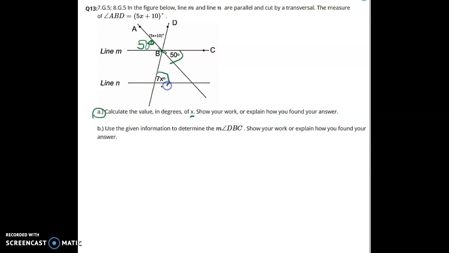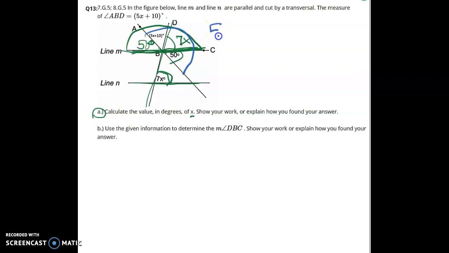I understand that if this is 7x, it interacts with this parallel line and with that transversal in the same way as this other parallel line. So if this is 7x, this is also 7x. What I've now realized is that I have a straight line relationship, which is 180 degrees. I also have that going here. So I have a bunch of different ways I can look at this.